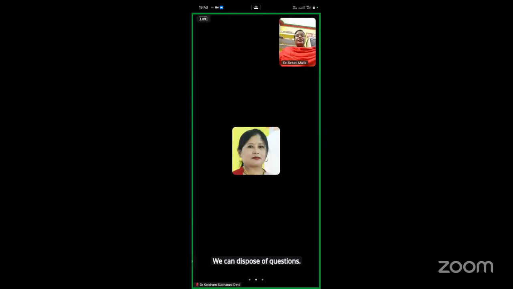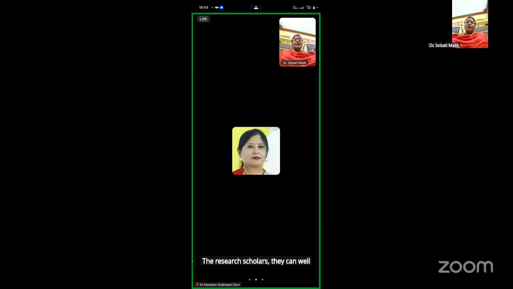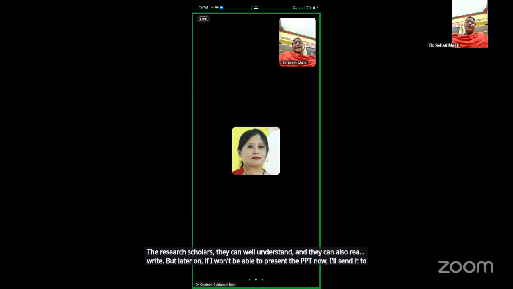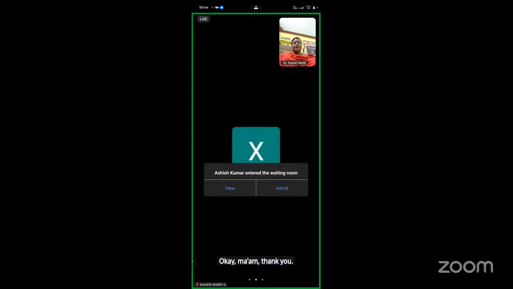Any query from the participant side? Actually, I have made it so simple so that the participants, especially the research scholars, can well understand and also read and write. But later on, if I won't be able to present the PPT now, I'll send it to you. Please note it down and please excuse me. Okay, ma'am. Thank you. Please ask questions.